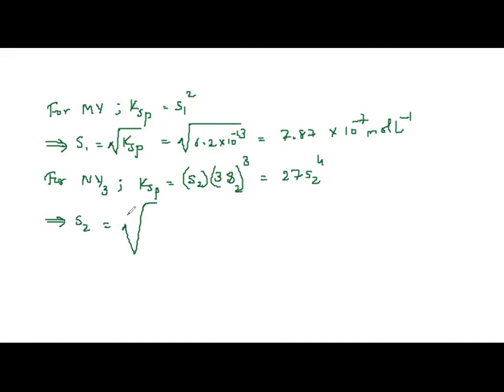Fourth root of 6.2 into 10 raised to minus 13 divided by 27. When you solve it out, you will get the answer 3.89 into 10 raised to minus 4 moles per liter. So observe this answer.